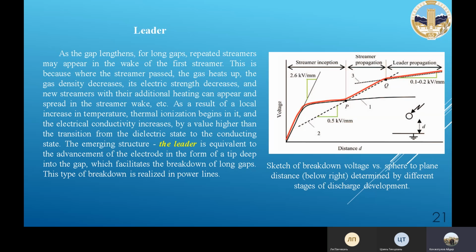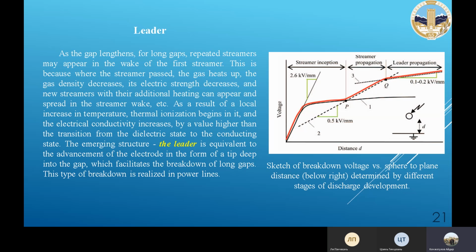A new streamer with the additional heating can appear and spread in the streamer wake. As a result of the local increase in temperature, thermal ionization begins in it, and the electrical conductivity increases to a value higher than the transition from the dielectric state to the conducting state.